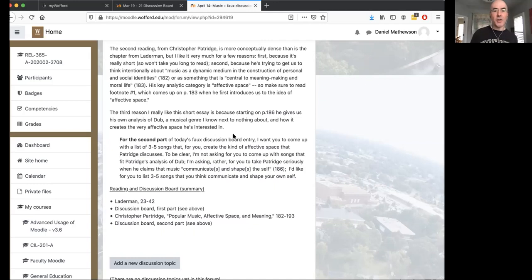His key analytic category is affective space. So make sure to read footnote number 1. I'm pointing them to something that's actually really important, which comes up on page 183 when he first introduces us to the idea of affective space. The third reason I really like this short essay is because starting on page 186, he gives his own analysis of dub, a music genre I know next to nothing about, and how it creates the very affective space he's interested in.